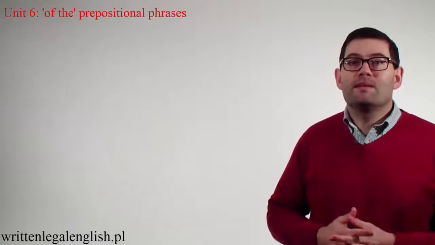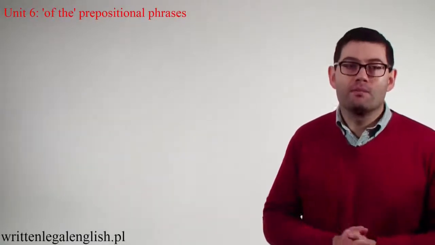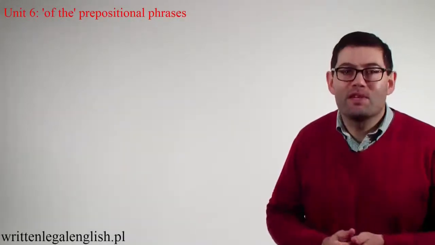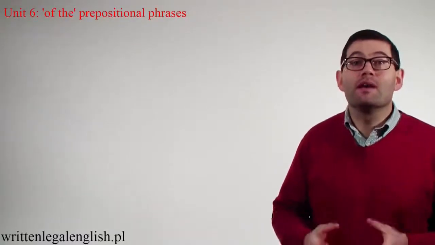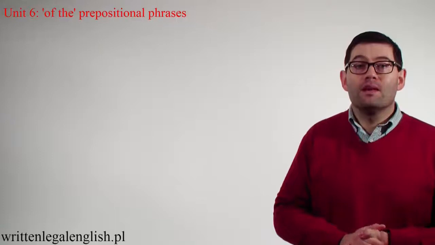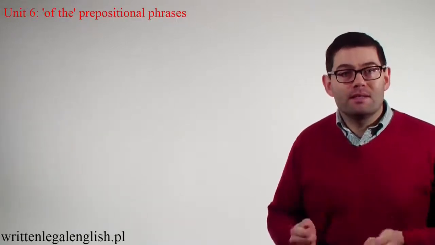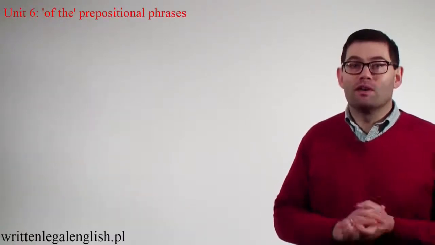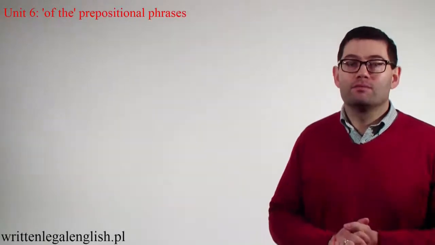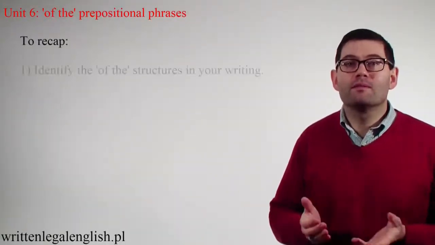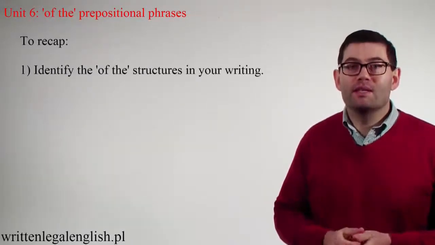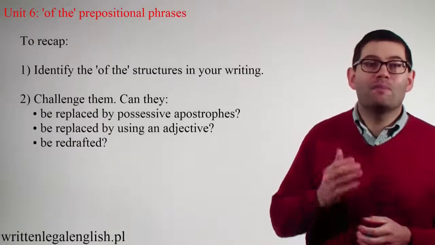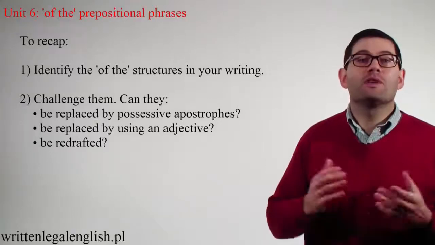You might not be convinced about the changes that I'm proposing, but please bear the following in mind. The use of "of the" is not legal or professional, and it's certainly not professional to have strings of sentences using "of the", which you commonly meet in legal writing. Remember that readability and understanding are your main aims. Use your common sense and these three ways of removing "of the" to make your writing easy to follow. Let's quickly recap. One, identify the "of the" structures in your writing, and two, challenge them. Can they be replaced by possessive apostrophes? Can they be replaced by using an adjective? Or can they be redrafted?